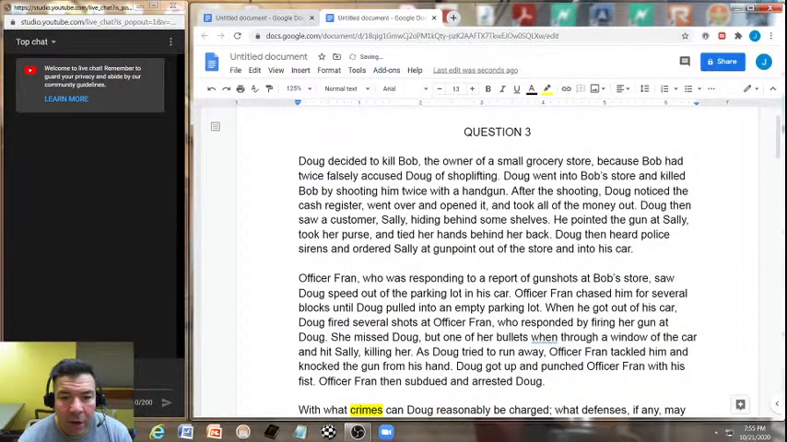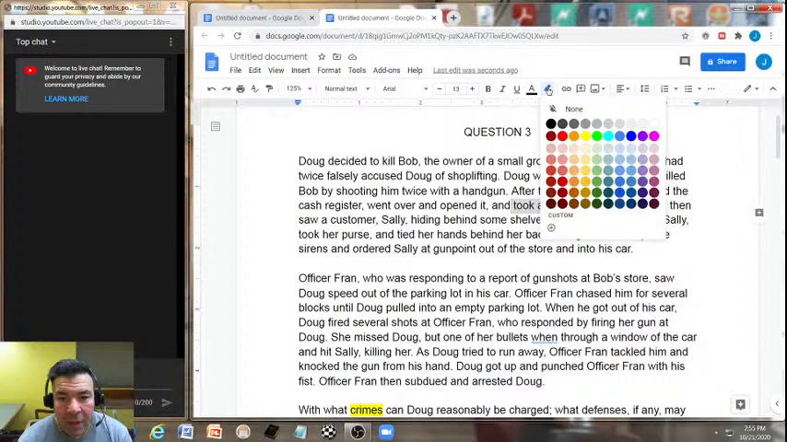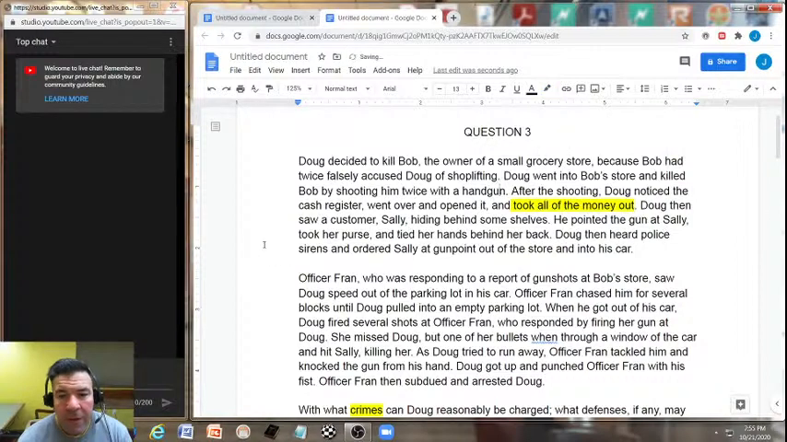Come here and we'll come over here. This is when Doug noticed the cash register, went over and opened it and took all of the money out of it. Okay, let's see right here. Highlight that. All right, perfect. At this point, Doug has engaged in the crime of larceny by taking the money, because he trespassorily took the personal property of Bob with the intent to permanently deprive Bob of the money from the cash register.